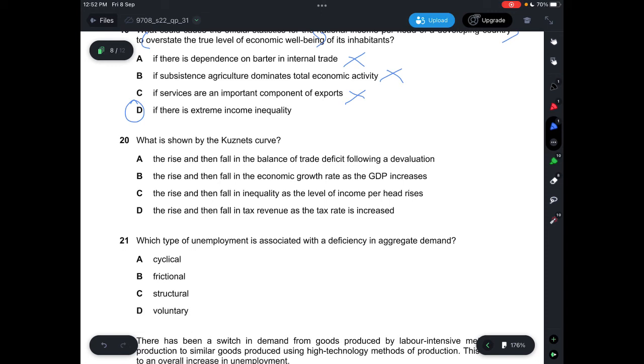Question 20: what is shown by the Kuznets curve? Okay, the Kuznets curve is basically about income inequality. So A, it says the rise and then the fall in balance of trade deficit, which is incorrect. B, it says the rise and then fall in the economic growth rate as the GDP increases, which is incorrect. And C, the rise and then fall in inequality as the level of income per head rises, which is correct. And then D, the rise and then fall in tax revenue as the tax rates increase, which is incorrect. Like I mentioned, the Kuznets curve is about income inequality, so I'll say C.